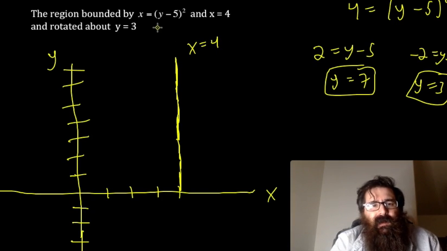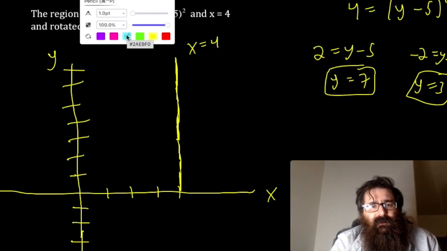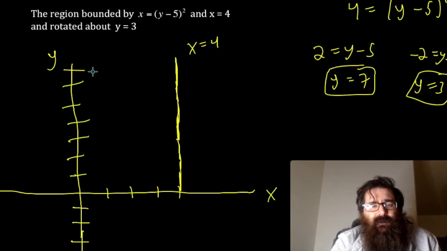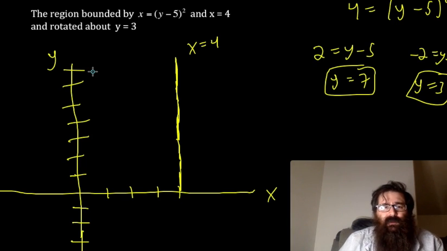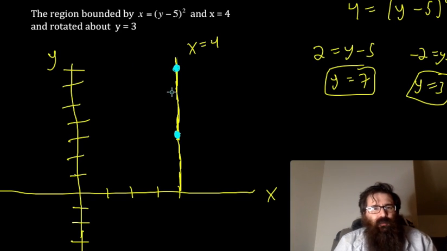And I want to draw also the curve x equals (y minus 5) squared. I'll do that in the blue. But we know that at y equals 7 and y equals 3, it's going to intersect with this vertical line at x equals 4. So y equals 1, 2, 3, it's going to intersect. And then 4, 5, 6, 7, it's going to intersect. And then all I really need maybe is one more point to get an idea as to how this looks.